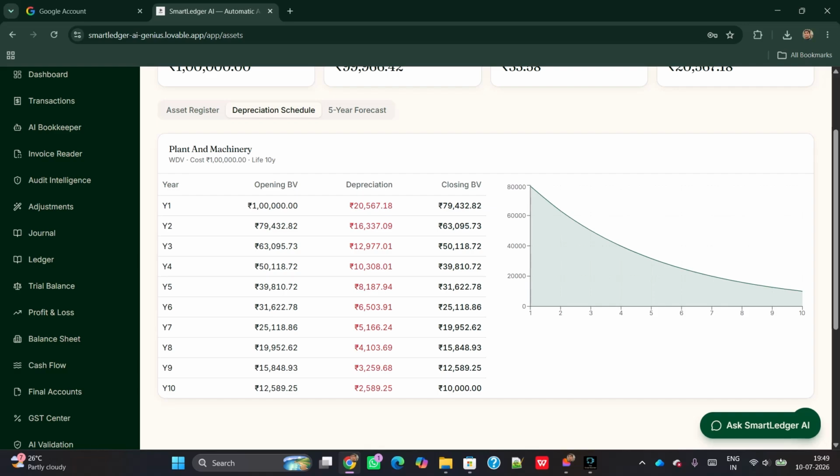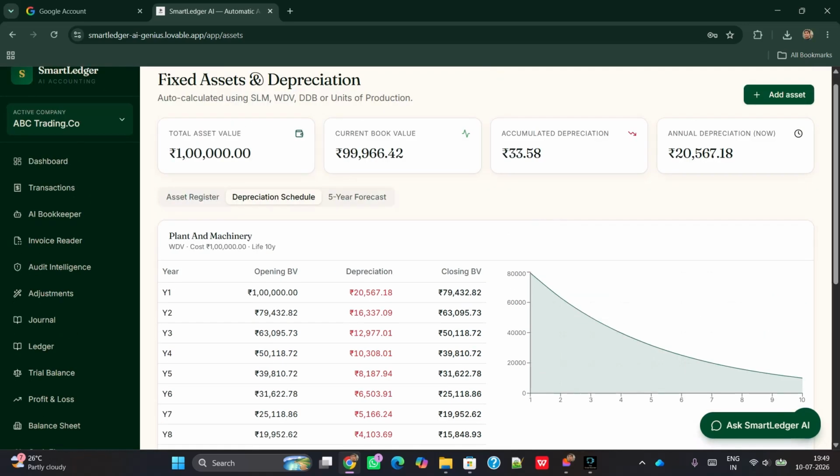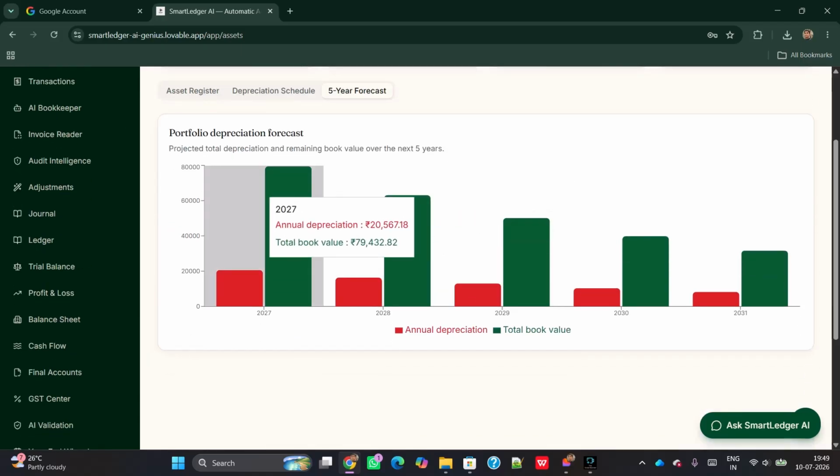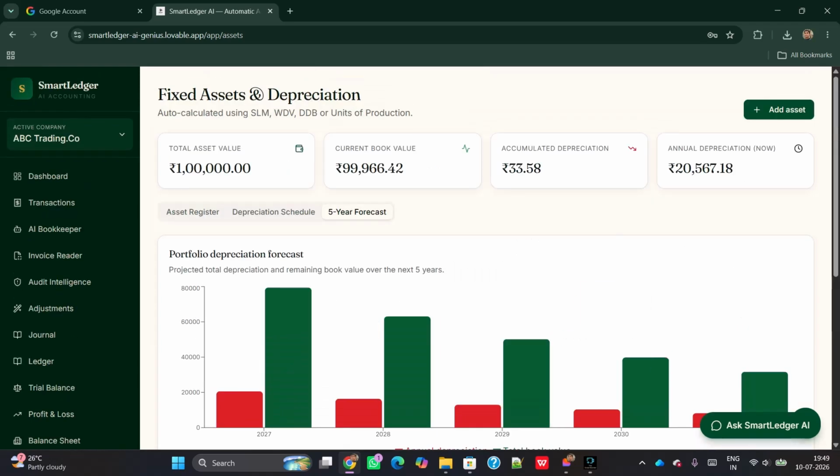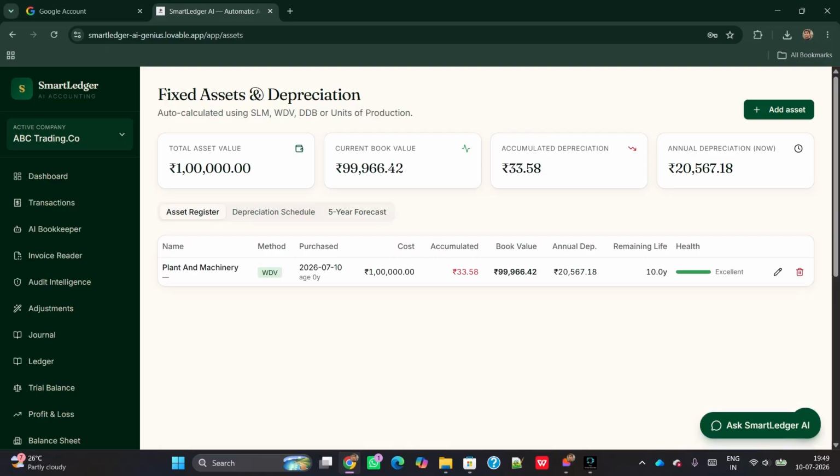At the year end, the balance will be 10,000. Accordingly, the depreciation will be charged. It also provides the total value of the assets at the time of purchase, current book value, accumulated depreciation, and annual depreciation for this year. It also provides the forecast about 2027, how much will be the annual depreciation, what will be the total book value, etc. Yes, it provides for all the years. So this is the feature where the user can find out the depreciation for the asset.